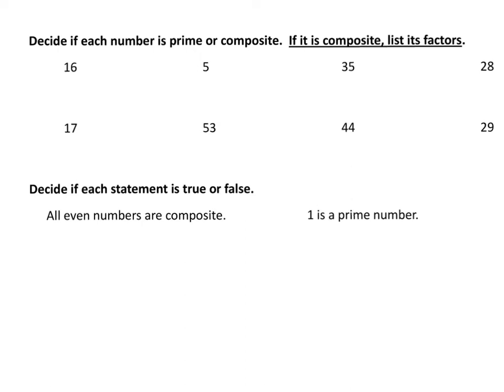This video is on prime and composite numbers. So if you remember from class, a prime number is a number that only has two factors. Only two numbers that can be multiplied together to get that number, 1 times the number itself. So for instance, 5 is a prime number because the only thing I can multiply together to get 5 is 1 and 5. It only has two factors.